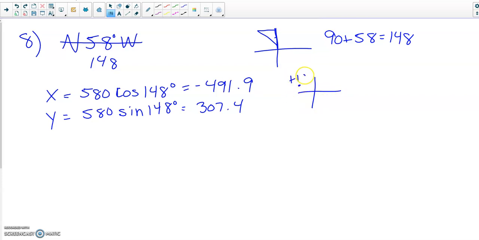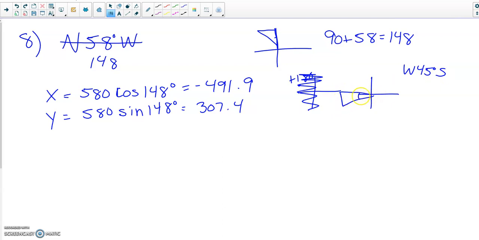So don't forget, we're going to have to add 180. Oh, I made a boo-boo. I'm not finished. We have a second one. This one is saying west 45 degrees south. So we're going to go west, then south.